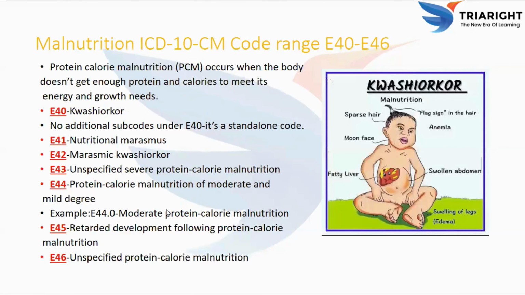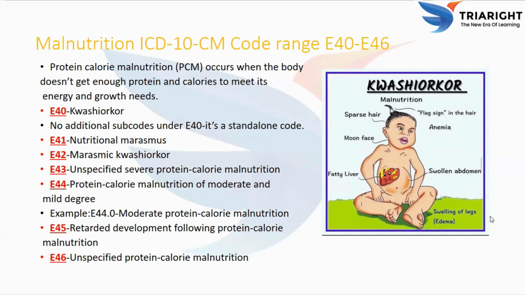Next, coming to the ICD-10-CM code range E40 to E46. So what does this code range include? Malnutrition. So what is protein calorie malnutrition? It occurs when the body does not get enough protein and calories to meet its need for energy, growth and repair. This protein calorie malnutrition is mostly seen in children due to inadequate diet, infections or poverty.